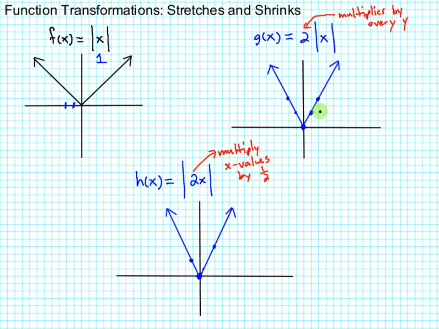So I like to say this one up here is a vertical stretch by a factor of 2. This is a horizontal shrink by a factor of 1/2. Up here we multiplied the y values by 2. Down here we multiply the x values by 1/2. So if the number's inside, you have to counteract it. If the number's outside, it affects the y. Number's inside, it affects the x. So if this were a 1/3 x, you would counteract it by multiplying all the x values by 3. So you would be stretching your graph away from the y-axis by a factor of 3.